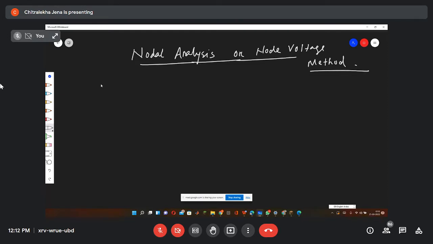So nodal analysis or node voltage method. Now here I will tell you the steps. Same circuit which I have done for mesh analysis, same circuit we will solve using this node voltage method or nodal analysis.